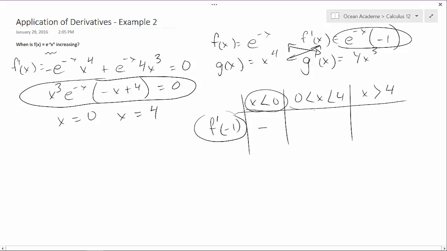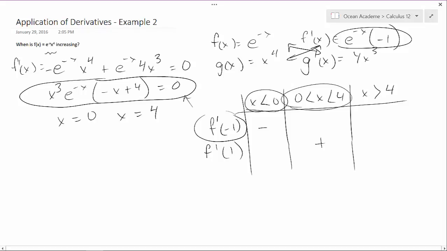Now we have to look at our second scenario. So we have to choose a number that is between 0 and 4. So let's choose 1. Plugging that into our derivative again. This time we get a positive number.